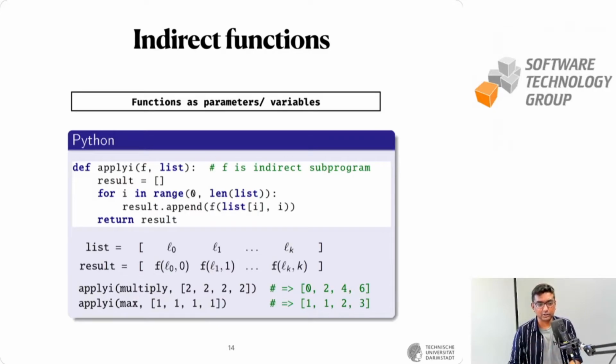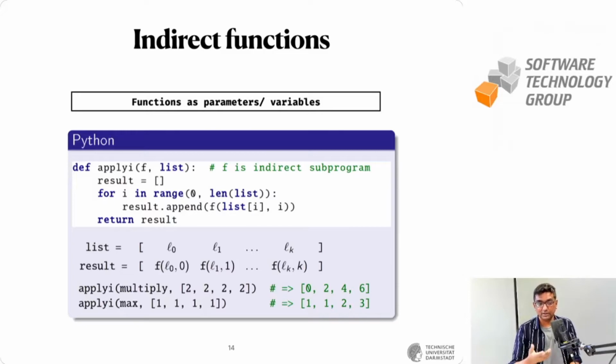So to provide a visualization of it, if the list is L0, L1, L2 till Lk, the result would be simply a list where each entry would be the result of invoking f on Li, comma i. So it would simply be the result of invoking f with L0, 0, and then the next element would be f invoked with L1, 1, and so on till the last element of result is simply the result of invoking f with Lk, k.